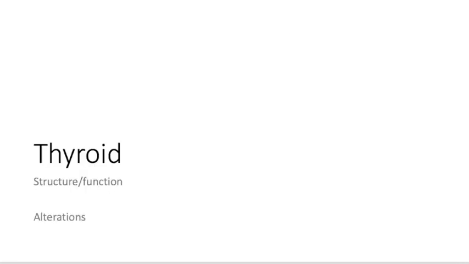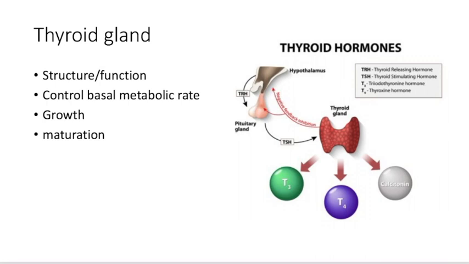Moving on to the thyroid gland. So when we look at a thyroid gland, again, we have the hypothalamus, we have thyrotropin releasing hormone, thyroid releasing hormone. We go to the anterior pituitary gland, we get thyroid stimulating hormone. We go to the thyroid, we get T3, T4, we also get calcitonin. Thyroid is heavily involved in the controlling of our basal metabolic rate, growth, and maturation.